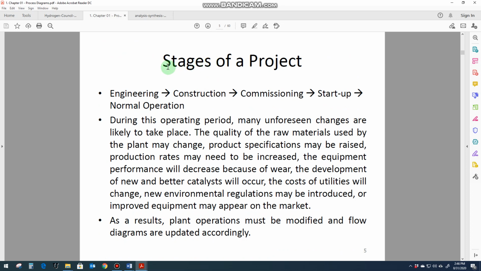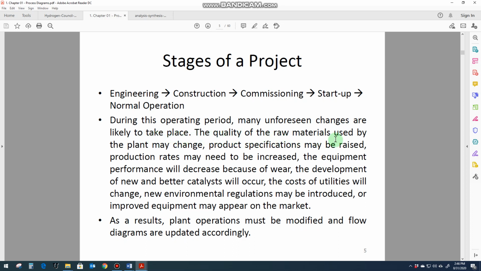Now let's see what are the stages of any project. So the first stage of any project is the engineering. So you have to provide the engineering design of any process. Then it will lead to the construction. Once you have that construction completed, then it will lead to the commissioning stage, then startup, and then the normal operation. Okay, and now during this operating period, many unforeseen changes are likely to take place.